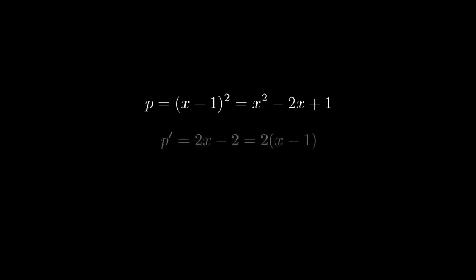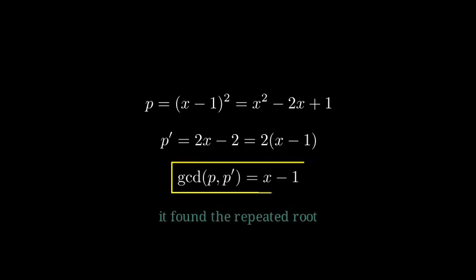Here is a gift that feels almost magical. Take a polynomial with a repeated root, say x minus 1 all squared, which expands to x squared minus 2x plus 1. Its derivative is 2x minus 2, that is 2 times x minus 1. How would dividing by a derivative ever find a repeated root? Just compute the greatest common divisor of the polynomial and its derivative. It comes back as x minus 1, exactly the root that was repeated. The Euclidean algorithm, with no notion whatsoever of calculus, just located the part of the polynomial that repeats.